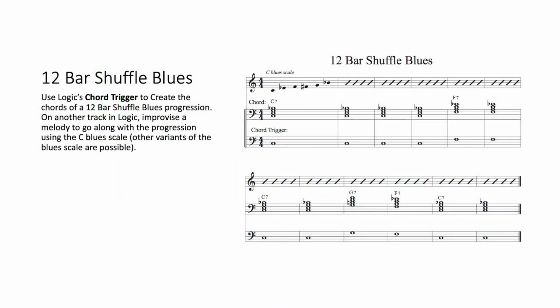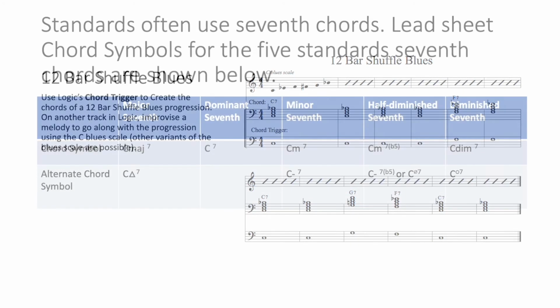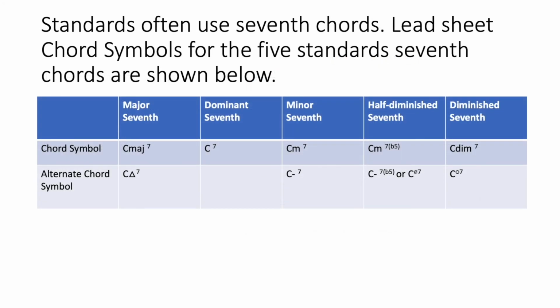Notice in this version of the 12-bar blues, we are using dominant seventh chords throughout. And in this case, the dominant seventh chords are on the tonic and on the subdominant and on the dominant. So we can also use our programs to develop accompaniments for standards.